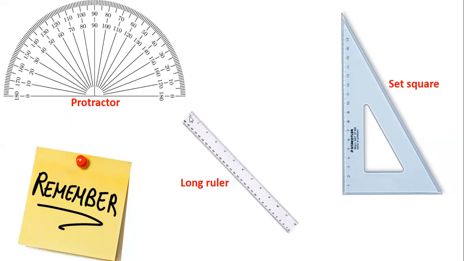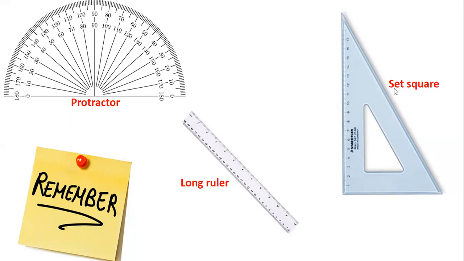The second ruler is the long ruler. Of course, all of you have used this ruler before. It is 0, 1, 2, 3, 4. It is enumerated in centimeters.